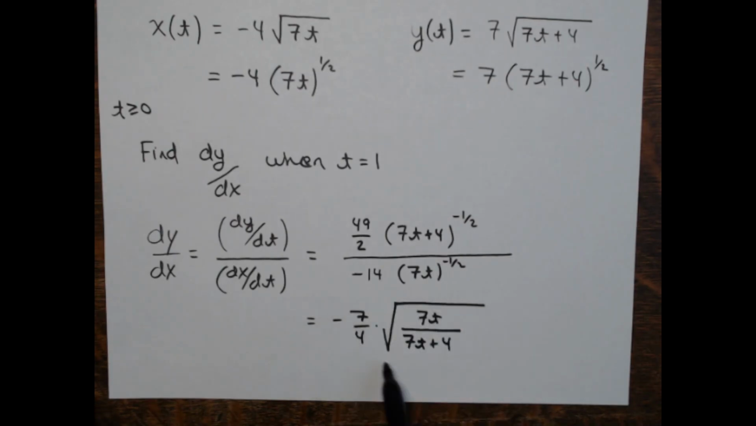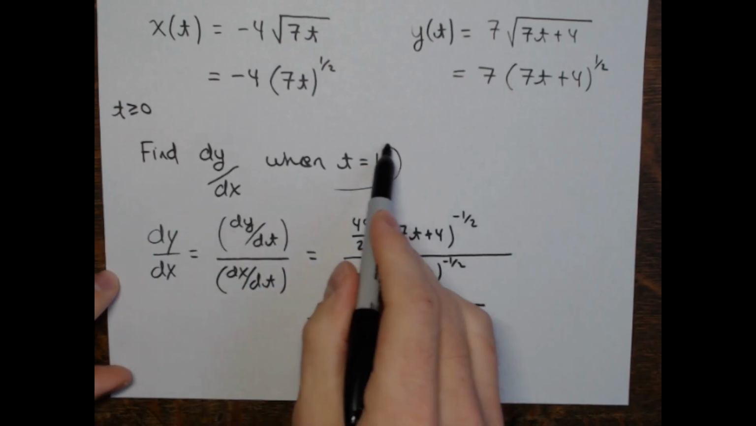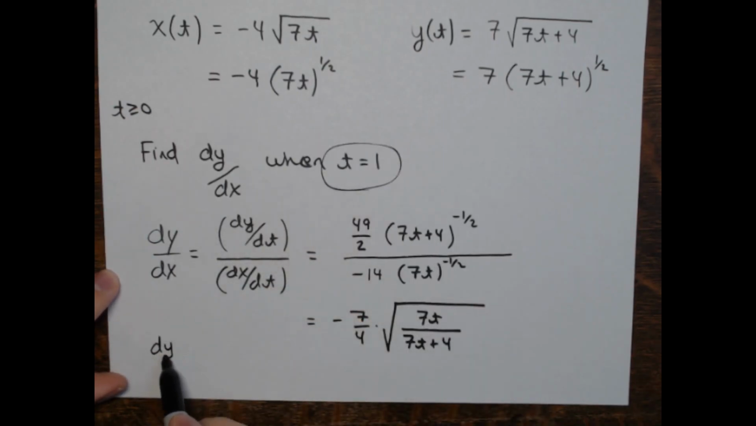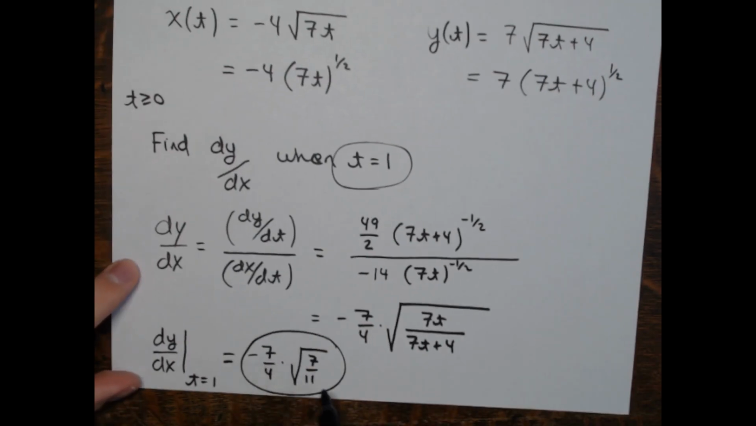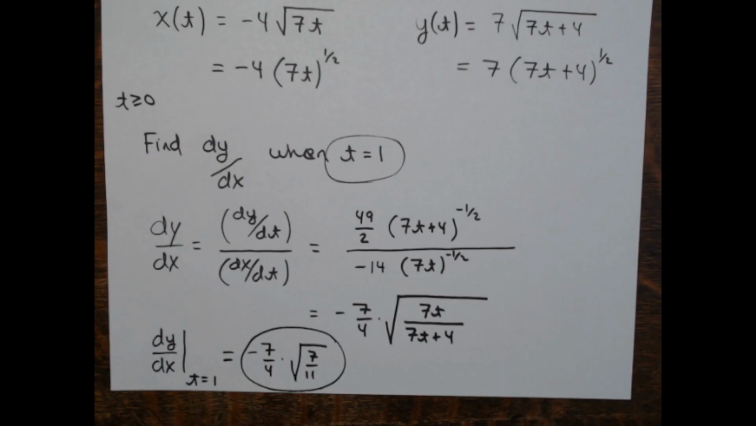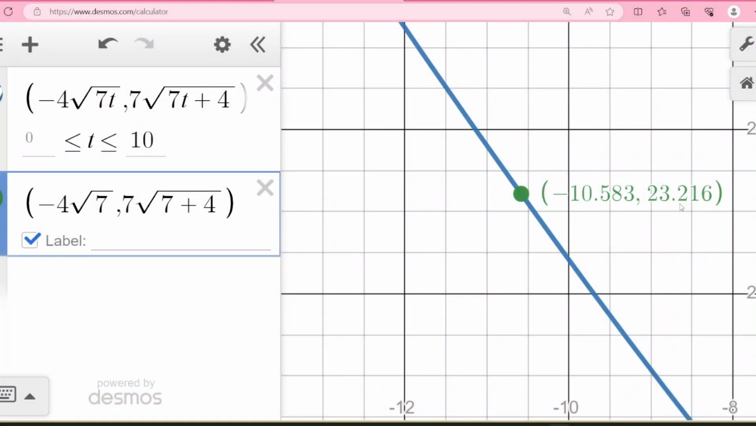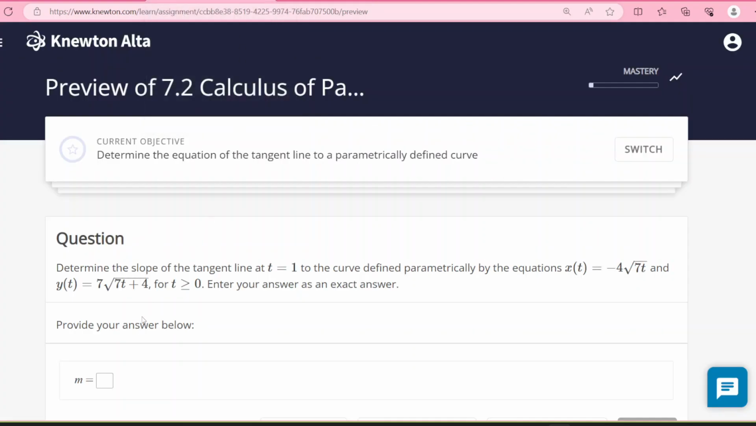So this is the derivative anywhere on the curve. I just need to know the value of t at the point, and they tell us, when t equals 1. So dy dx here when t equals 1 would just be 7 over 11 here. So it'd be negative 7/4 times the square root of 7/11, and this is what I'm going to type in. That would be a negative number. We saw back on the graph that at this point, this is the x coordinate, y coordinate, negative 10 something, 23 something. At that point, the tangent line should have a slope of negative 7/4 times the square root of 7/11, some negative number. So that's what I'm putting in here.